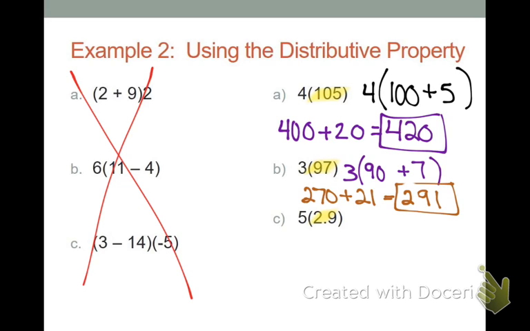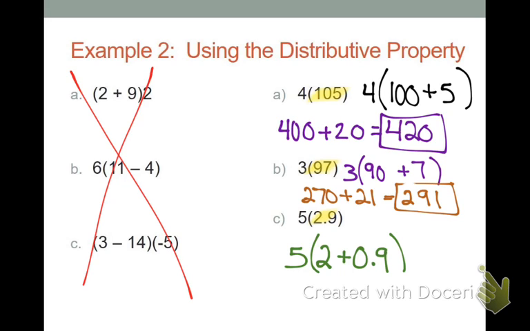All right, so now let's do C. How would you break up 2.9 in parentheses? 5 times, what would you put in parentheses? Go ahead and write it down. Okay, how would you break it up, Daniel? 5 times 2 plus 0.9. Do you agree that 2 plus 0.9 is still 2.9?